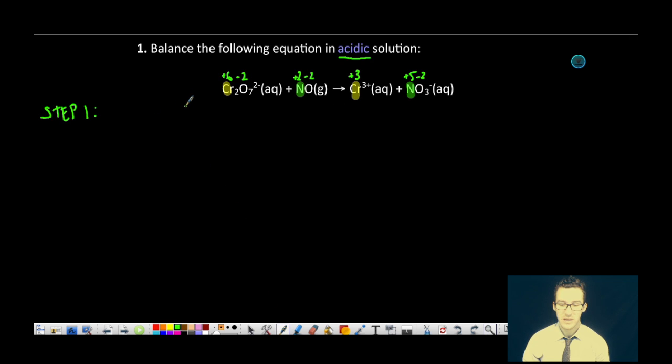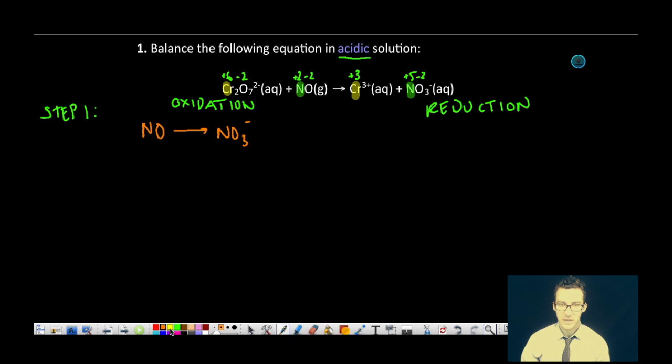I'm going to do the oxidation half reaction over here, and the reduction half reaction over here. And as we take a, again, quick look at the oxidation reaction, it's going to be the NO, nitrogen monoxide, forming that nitrate ion. And that's the oxidation half reaction.